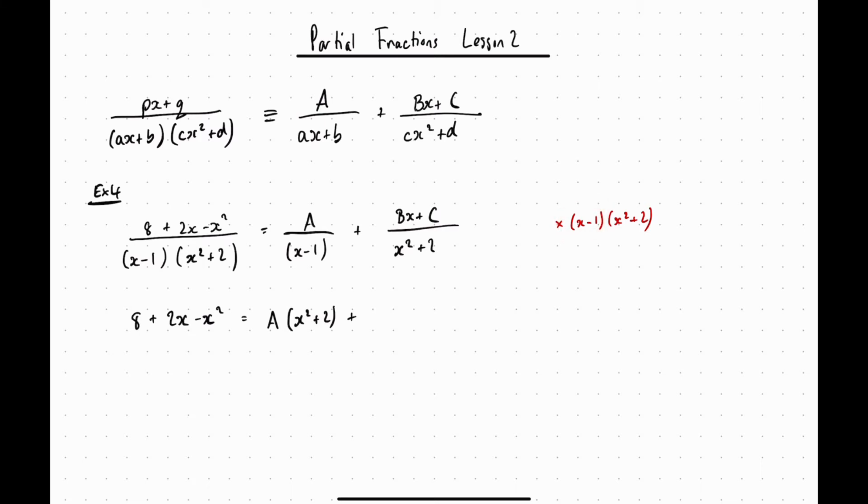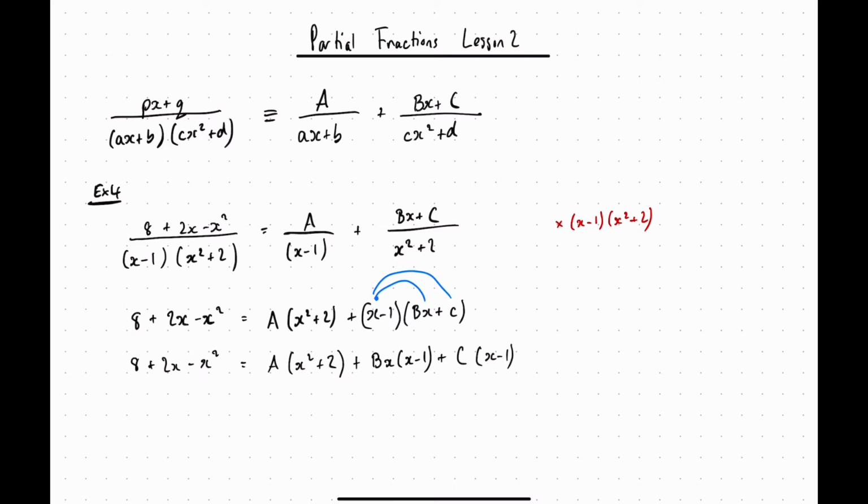So I like to write an extra step, which I don't think they've written in the textbook, but I would have written this as plus (x minus 1)(Bx plus C), which would then become 8 plus 2x minus x squared is equal to A(x squared plus 2) plus Bx(x minus 1) plus C(x minus 1). Okay, with the expansion of this bracket times those two parts.